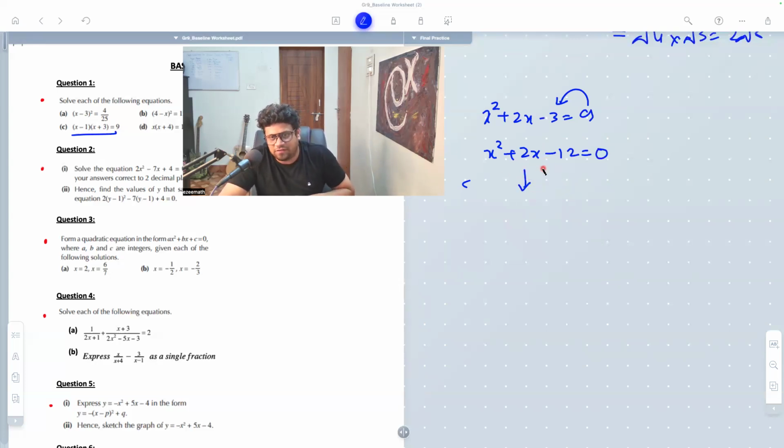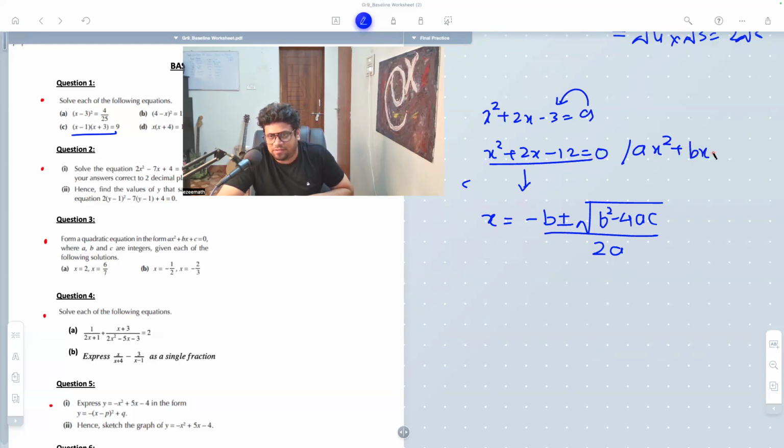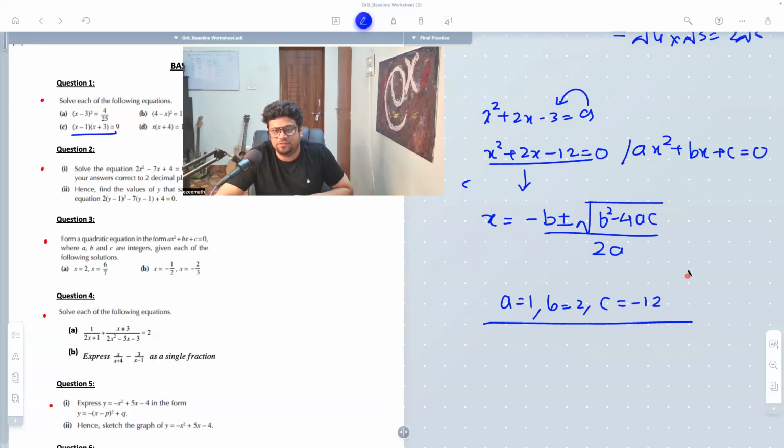Splitting the middle term, if it's difficult, you can actually use the quadratic formula, which is x equals minus b plus minus square root of b square minus 4ac divided by 2a. Okay, now how do you find the values of a, b, and c? Well, you compare the quadratic you have with ax squared plus bx plus c equal to 0. A in this case is 1, B in this case is 2, and C is negative 12. And you substitute the values in the quadratic formula and get the answers.